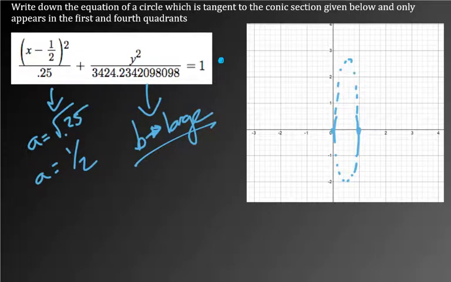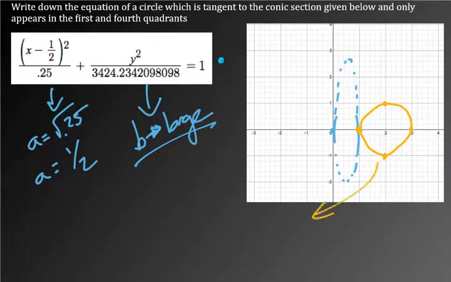So I need an equation of a circle that's tangent, so it just touches this graph in one spot, and it stays in the first and fourth quadrants. So there are lots of circles that do this, but I think the easiest one, maybe just do one right here, right? So I could write the equation of this circle. So this is the tangent part, right? It's touching this ellipse in one spot. It's centered right here. It's got a radius of 1.